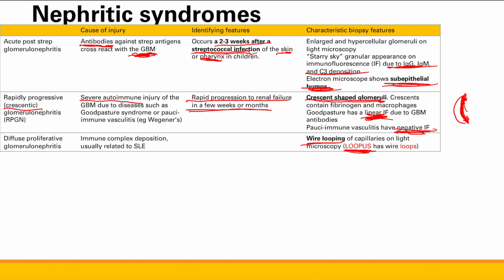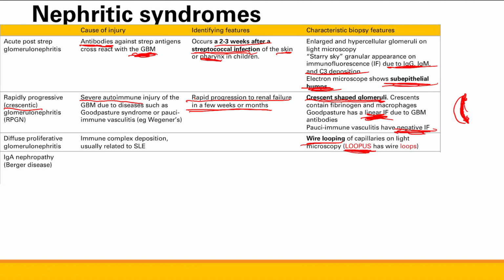Now I just want to add at this point that I keep talking about these things like wire looping, crescent-shaped glomeruli, and subepithelial humps, and even in nephrotic syndrome. I keep telling you about all these things, but I'm not showing any pictures. I would recommend you check the link below. There's a nice website showing a bunch of pictures, or just Google it yourself. I couldn't find any pictures for you that were not copyrighted, so please do it yourself. Look at all those pictures, be able to recognize them, because you might definitely get some pictures on the test.